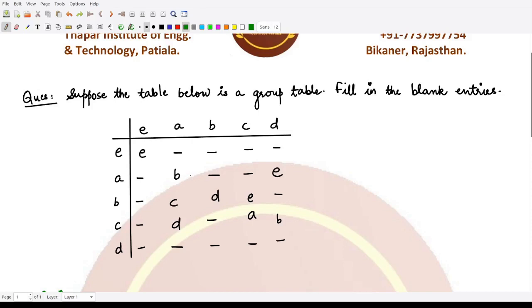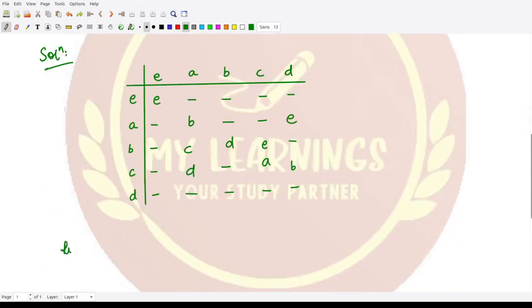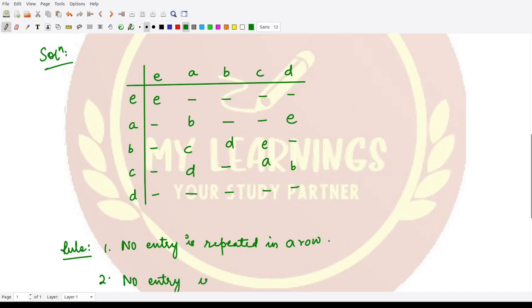If you remember, we have a rule which says that no entry is repeated in a row. This is the first rule, right? The second rule says no entry is repeated in a column, right? So using this fact, we can very easily compute the entries.